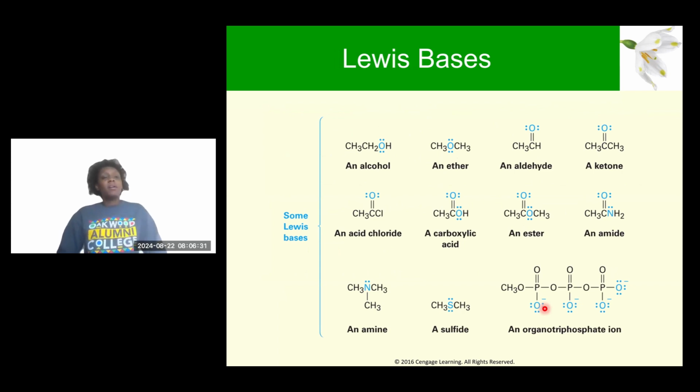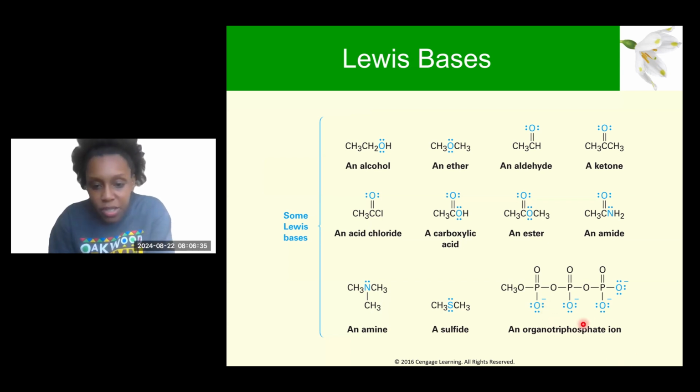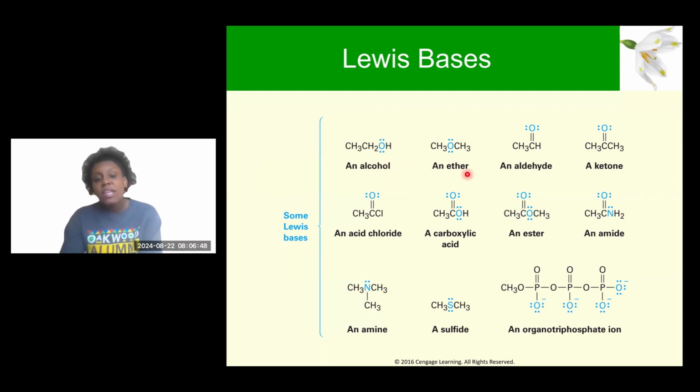All right, so here's some common Lewis bases in organic chemistry. Remember we talked about how alcohols were also acids. Well, in this case, they can also be a base because you have these electrons. So notice every single last one of these has electrons that are lone pairs.